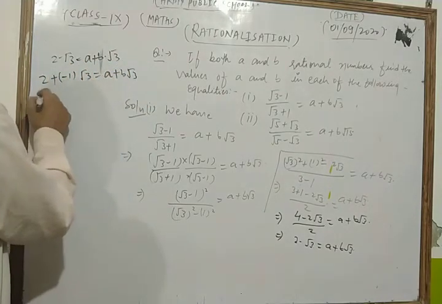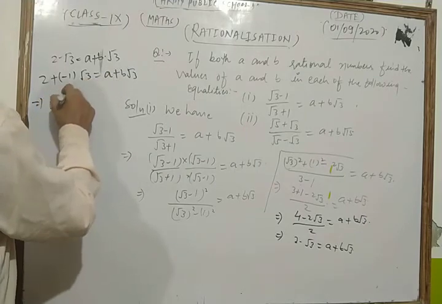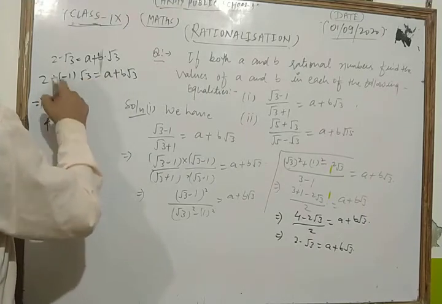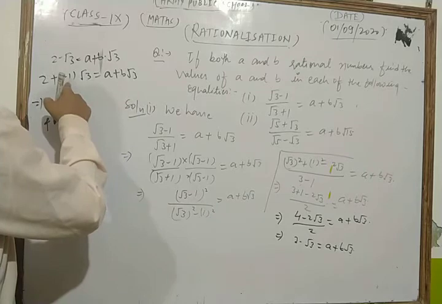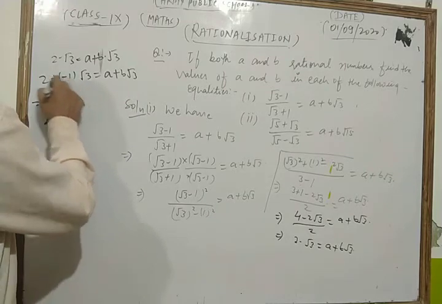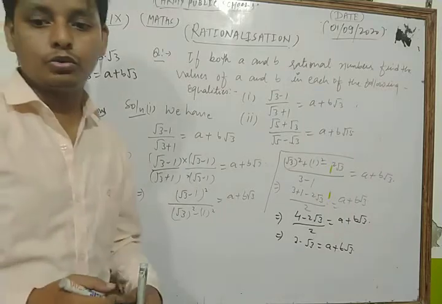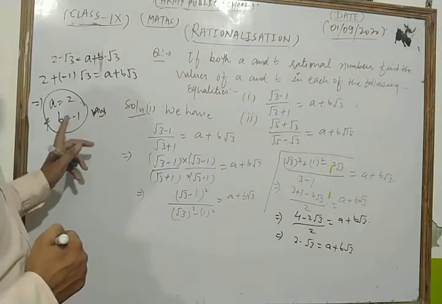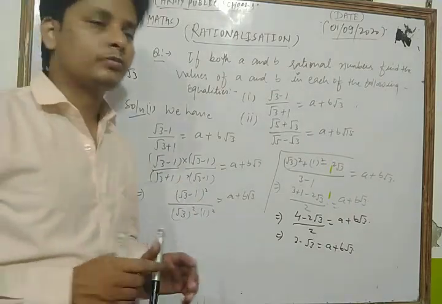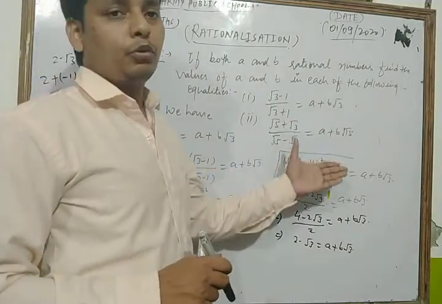Now on comparing both sides, we get a is equal to 2 and b is equal to minus 1. The coefficient of root 3 is minus 1, na? So b is equal to minus 1. So this is our final answer. The value of a is 2 and the value of b is minus 1. So dear students, we solve that type of question in this way.